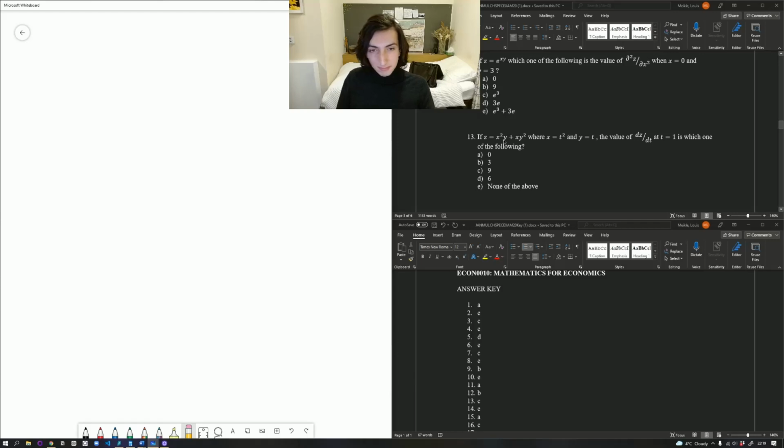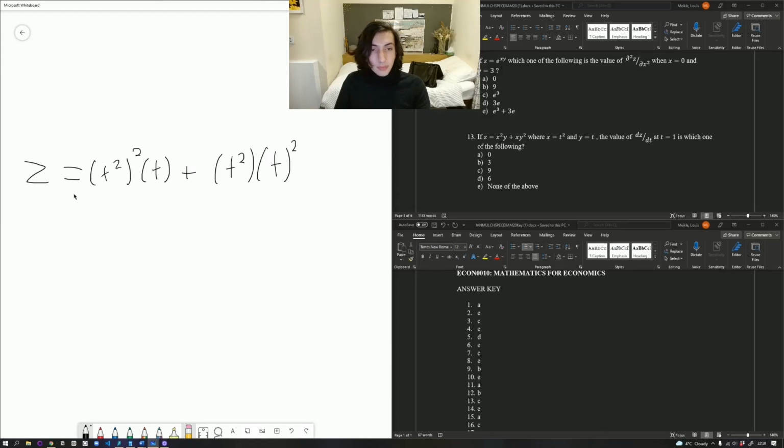Now, this one: if z is equal to x squared y plus xy squared, where x is equal to t squared and y is equal to t, the value of dz/dt at t equals 1 is which of the following? To be honest, I don't think this is too hard. You can sub in values of t for x and y. So z is equal to x squared, which is t squared squared, times the t from the y, and then you've got the t squared in that bracket, and then the t squared over there. This gives you t to the power of 5 over here, and t to the power of 4, which is equal to z.